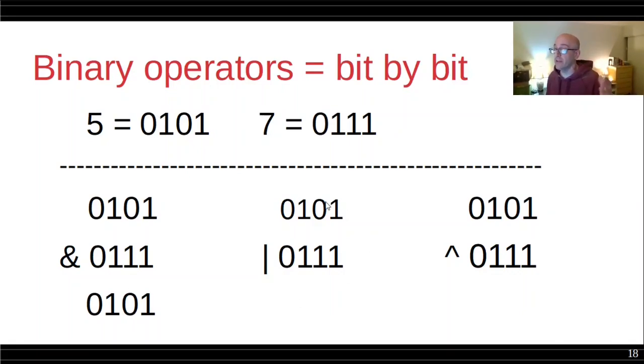Second one, 5 or 7. So only one needs to be true, 1 or 1. Well, both of them are true, so even better. 0, 1, only one needs to be true. Again, it's all good. We're getting a 1. 1 or 1, both is better than 1, so there we go, 1. And 0 and 0, none is 1, so that's just going to give us a 0.